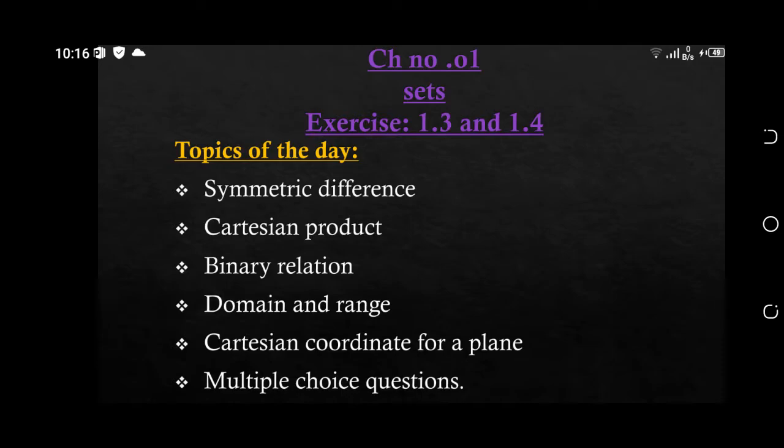Now let me tell you the topics of the day. Symmetric difference, Cartesian product, binary relation, domain and range, Cartesian coordinate for a plane, and multiple choice questions. The topics which would remain due to the shortage of time, we will discuss them in our next class.